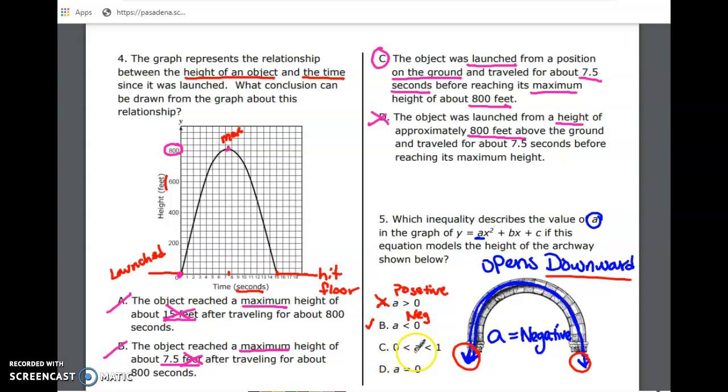C says a is between 0 and 1. What type of numbers are between 0 and 1? Decimals, right? So no, that's not what I said. I said it needs to be negative. And then D says that a equals 0. That's not the same thing. So the answer, even though it was a little bit tricky, is B, because it needs to be negative. If it opens downward, the a has to be negative.